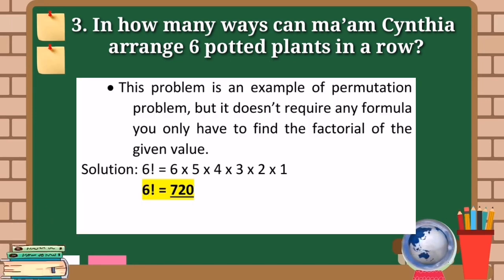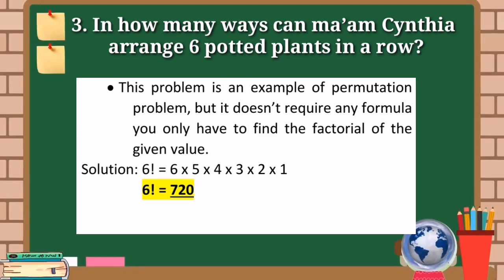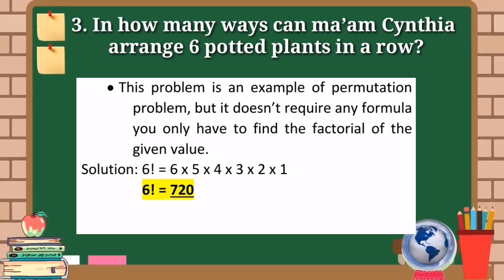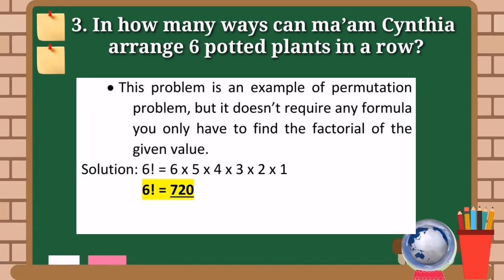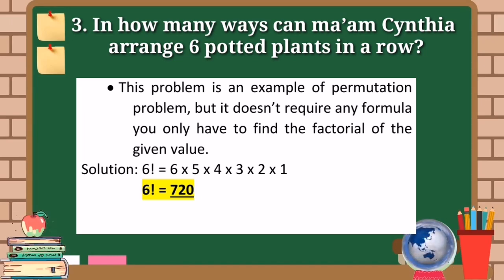And number 3: In how many ways can Ma'am Cynthia arrange 6 potted plants in a row? This problem is an example of permutation, but it doesn't require any solution. All you have to do is find the factorial of the given value. The given value is 6 factorial. So 6 factorial is equal to 6 times 5 times 4 times 3 times 2 times 1. So 6 factorial is equal to 720.